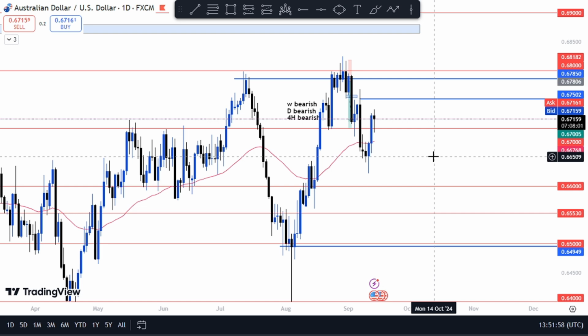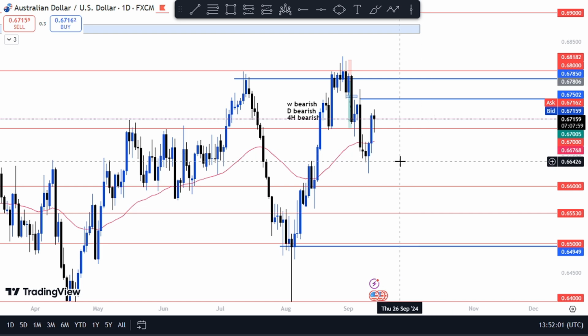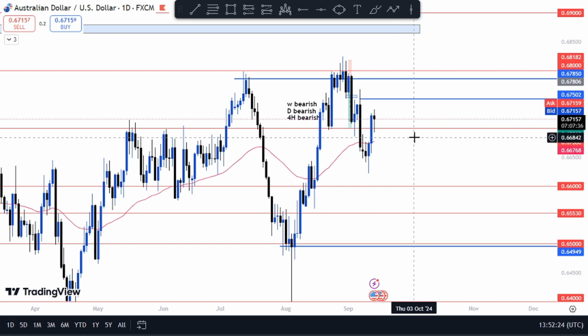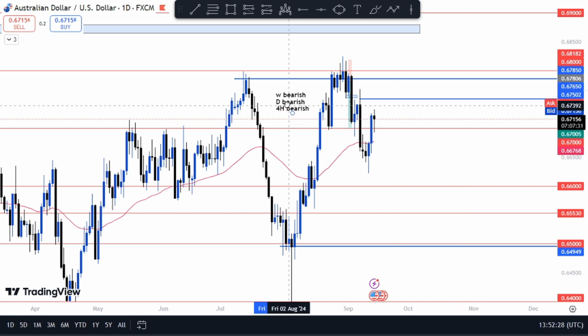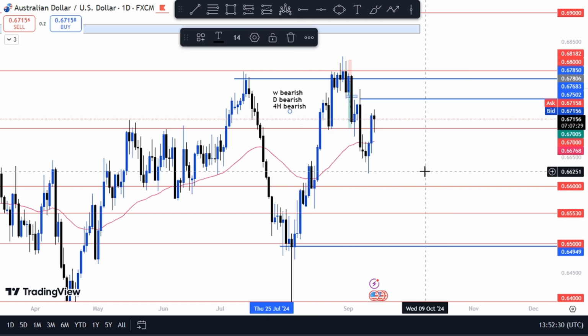So this is AUD USD, Australian dollar versus United States dollar. This is the daily time frame. Mostly I do my analysis from the higher time frame, that's the weekly, daily, and the 4 hour. Then at times I take an entry on the 4 hour, or I go lower to the 30 minutes or the 1 hour to look for an entry. So this chart, as you can see right here, I've done some analysis over here. All right, so the weekly is bearish, I know.